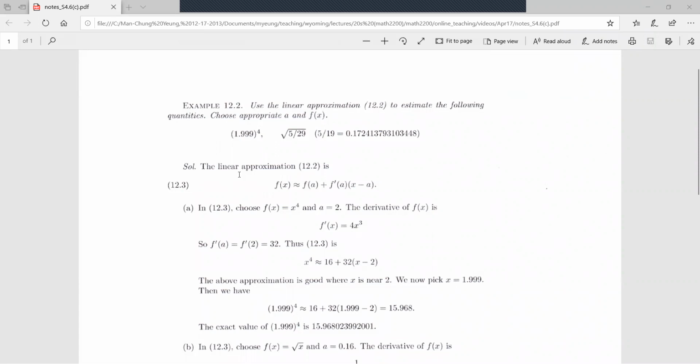Recall that the linear approximation formula is this. The left-hand side is the function f, or the curve. The right-hand side is the tangent line to the curve at the point a. When the two points, x and a, are close to each other, this approximation is very good. Okay, now to approximate this number using the linear approximation formula, we need to determine a and the function f.